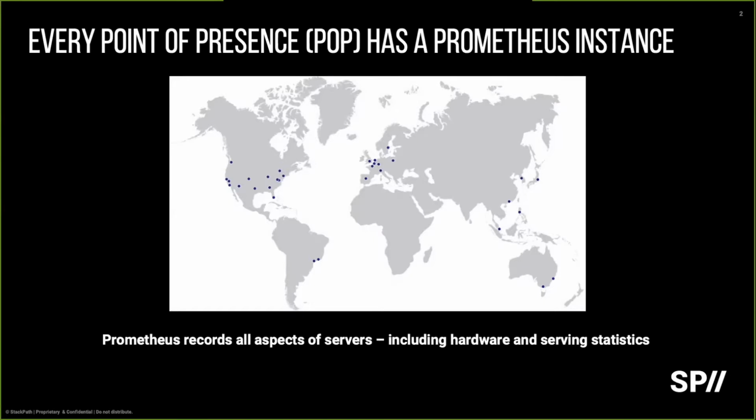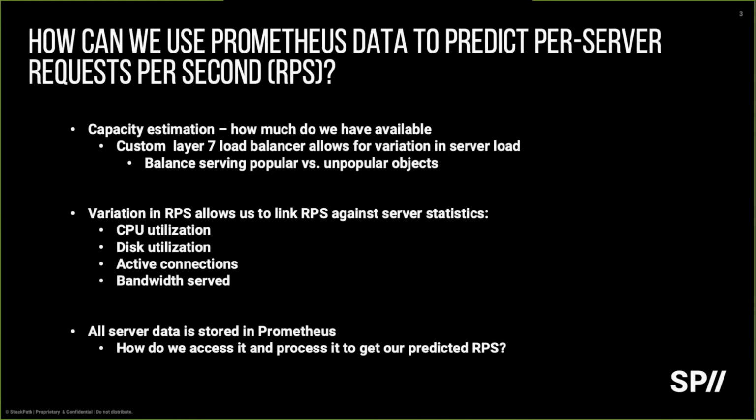It tells us the number of requests per second that the servers are running. It tells us all manner of information. So this kind of information includes the CPU utilization, disk utilization, active connections, and bandwidth served, in addition to the requests per second that that server is actually pushing out.